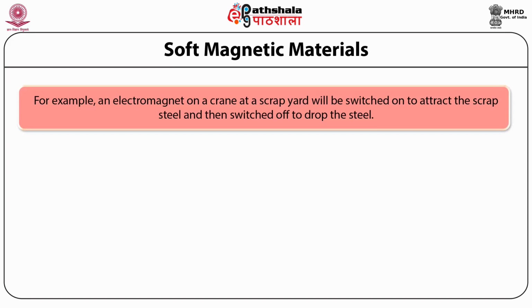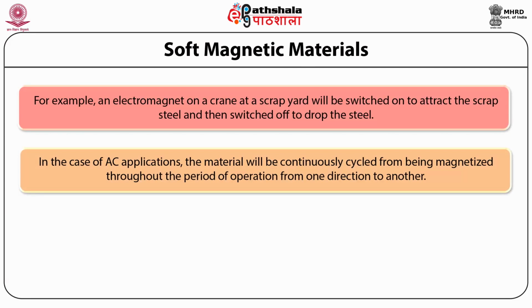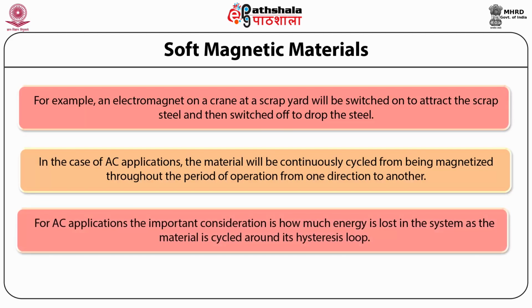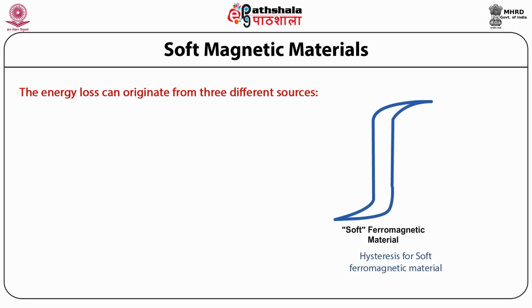For DC applications, the main consideration for material selection is most likely to be the permeability. In case of AC applications, the material will be continuously cycled from being magnetized in one direction to another throughout the period of operation, for example, in a power supply transformer. For AC applications, the important consideration is how much energy is lost in the system as the material is cycled around its hysteresis loop. The energy loss can originate from three different sources.